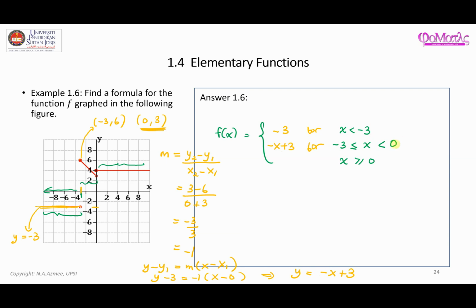Okay, and finally, for x greater than or equal to 0, we have this simple straight line here, which says that it doesn't matter what value x is. If x is 2, y is going to be 4. If x is 6, y is still going to be 4. So it doesn't matter what value x is, y is going to be 4 all the way, in this direction. So for that purpose, we can write down f(x) is equal to 4 for x greater than or equal to 0.